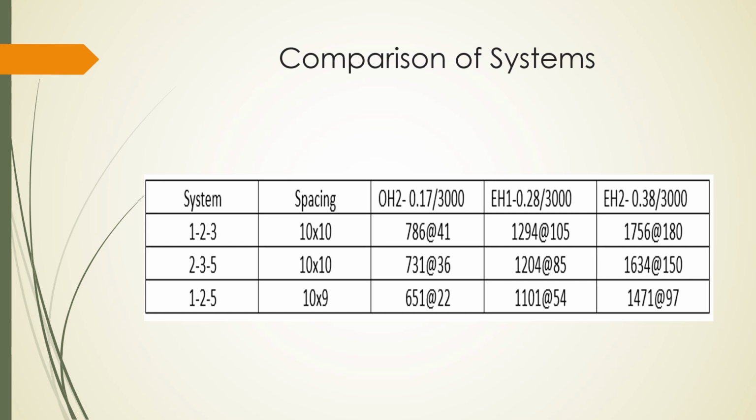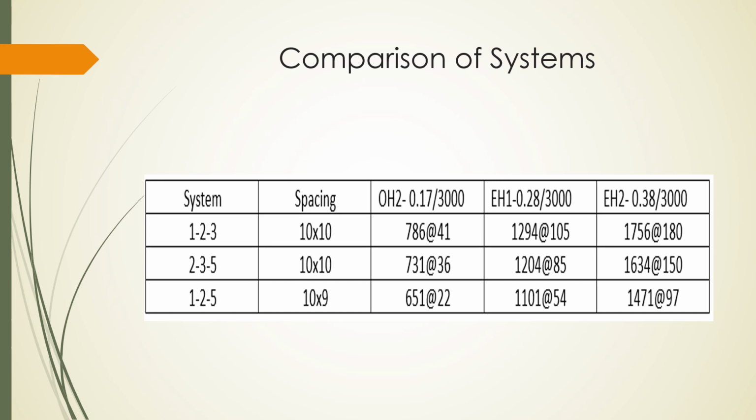Then when we start to get to these higher combustible loadings, you can see that the 1-2-3 system, to meet that 0.28 over 3,000, which we will discuss, requires 1294 GPM at 105.